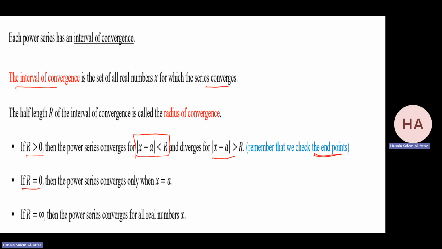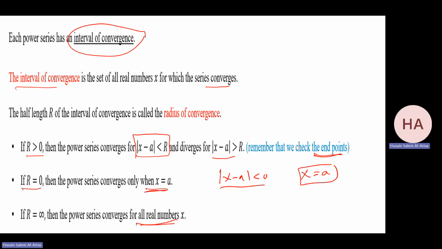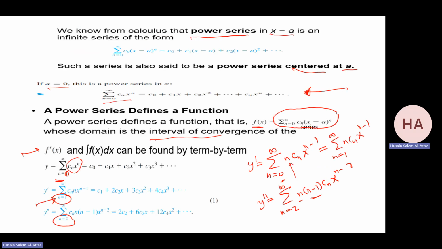If r equals 0, it means what? We have x minus a less than 0. So we are concerned only about x equals a. That has no meaning. Okay, so the power series converges only when x equals a. If r equals infinity, then it means it converges for all real numbers. Okay, just to remind you about the meaning of interval of convergence.